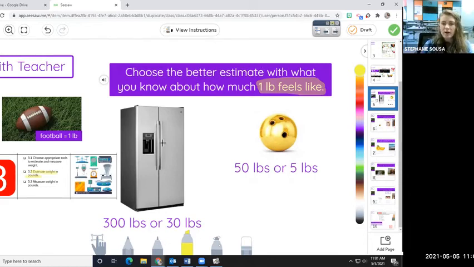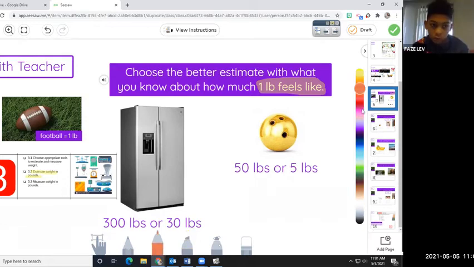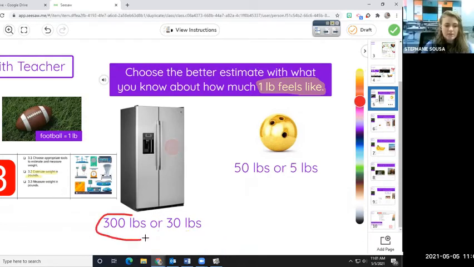Think about a refrigerator. Think about 1 pound. Do you think a whole refrigerator weighs closer to 300 or 30 pounds? So does that thing weigh 30 cell phones or 300 cell phones? What do you think? Levin, what do you think? 300 cell phones. I agree with you, sir. This is about 300 pounds, okay?